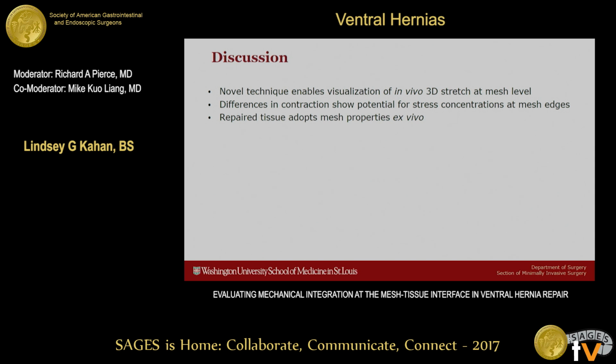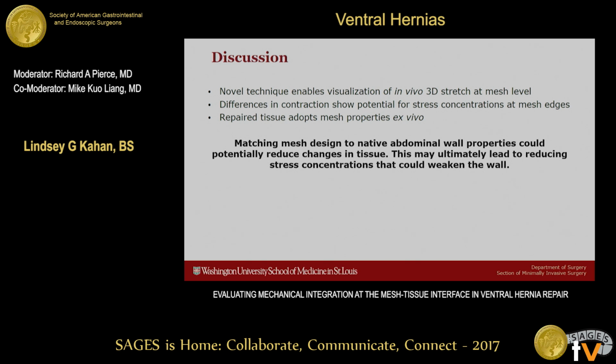So in summary, we have developed a novel technique. We can visualize the mesh in 3D at the mesh level, this subsurface level, which really hasn't been studied before. We see differences in contraction, and this shows a potential for stress concentrations at the mesh edges, which clinically we know is where a lot of failures occur. We see that repaired tissue really adopts the mesh properties and begins to take on those properties ex vivo. So what we believe is by matching mesh design to the native abdominal wall properties, we could potentially reduce changes in tissue. This could ultimately lead to reducing stress concentrations, and these stress concentrations could weaken the abdominal wall.